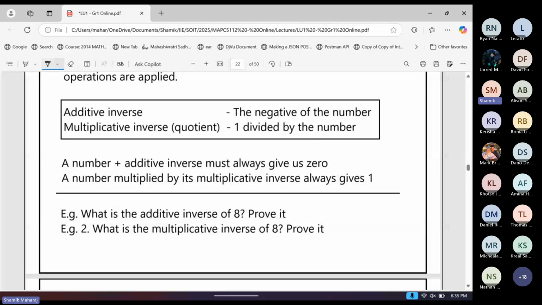I'm not sure why we need to know that as a definition, but I don't set the tests and exams and assignments and everything, so I don't want to just skip things with you guys. What they say we need to know, we must go over it. So that's additive inverse: just the negative of a number.